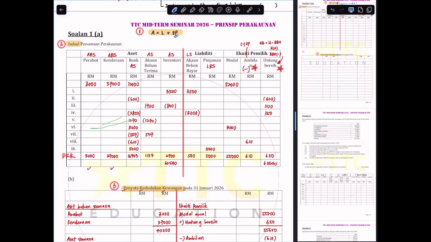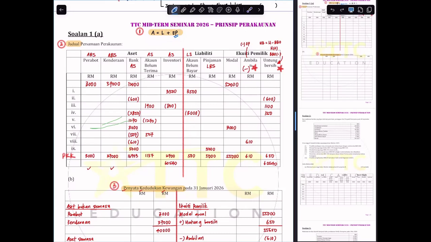But before that, what's the logic of this formula? Asset is a property. For example, factory. If you want to buy a factory, you need money. How to get the money is either you borrow money or maybe you have some fund in the company for you to buy the factory. So that's the logic of this formula. Hopefully it is helpful for you to memorize.